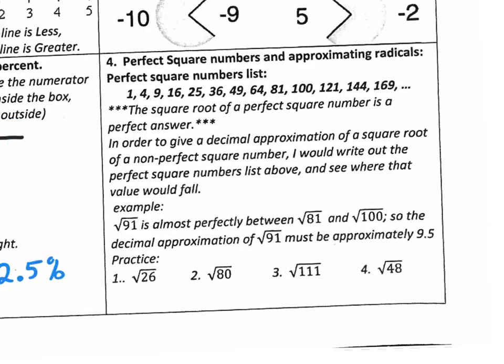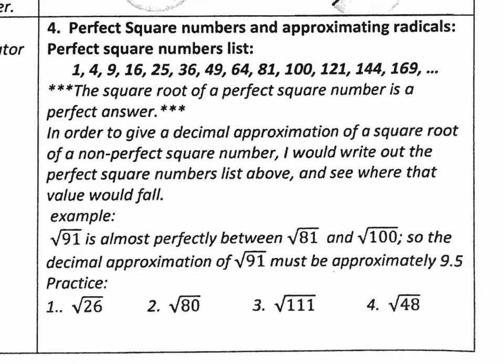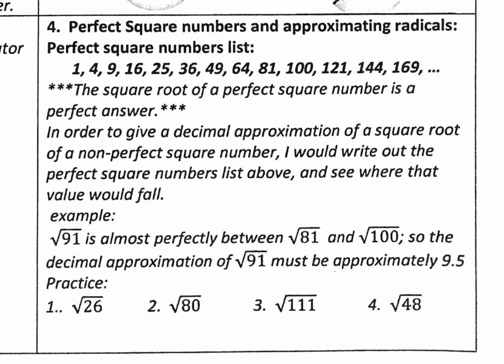One more thing, let's see. Let's move on to part 4. Perfect square numbers, approximating radicals, or approximating square roots, probably should have said. So we already know, or we should know, how to create this list from scratch, right? Where did 1 come from? From taking the number 1 and squaring it. 1 times itself is 1.